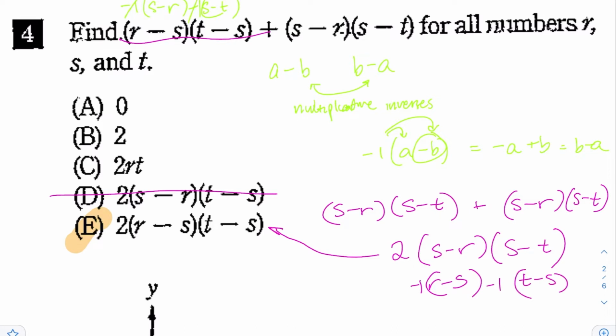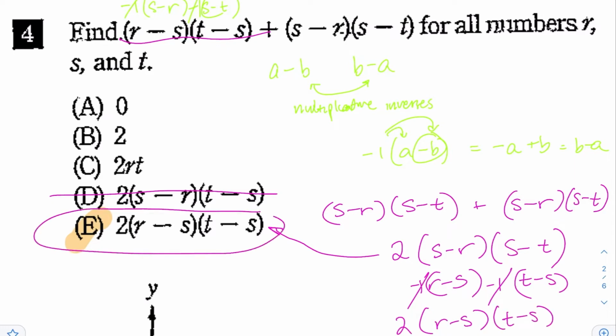So you essentially can do the same thing for the last two. And here the negative ones will cancel out. You get 2 times (r minus s) times (t minus s). So the answer is going to be choice E.